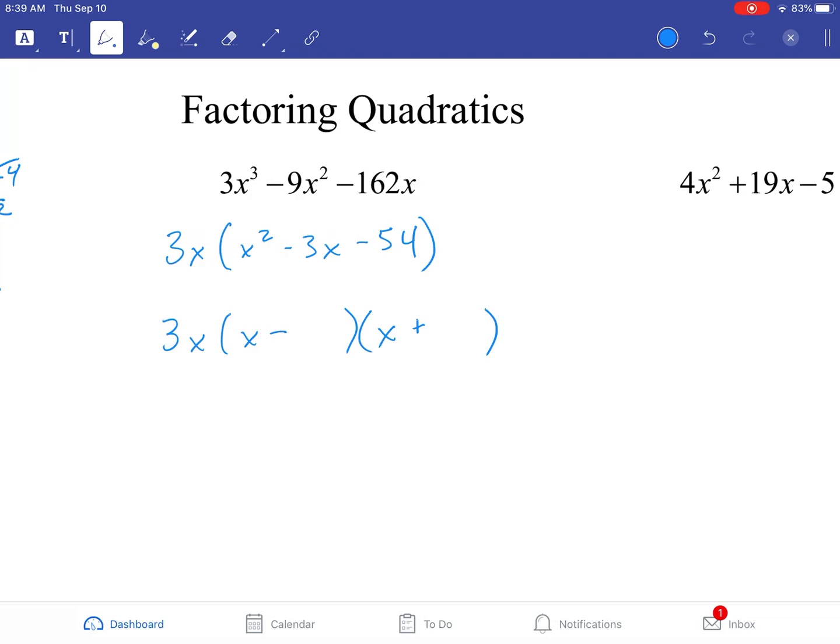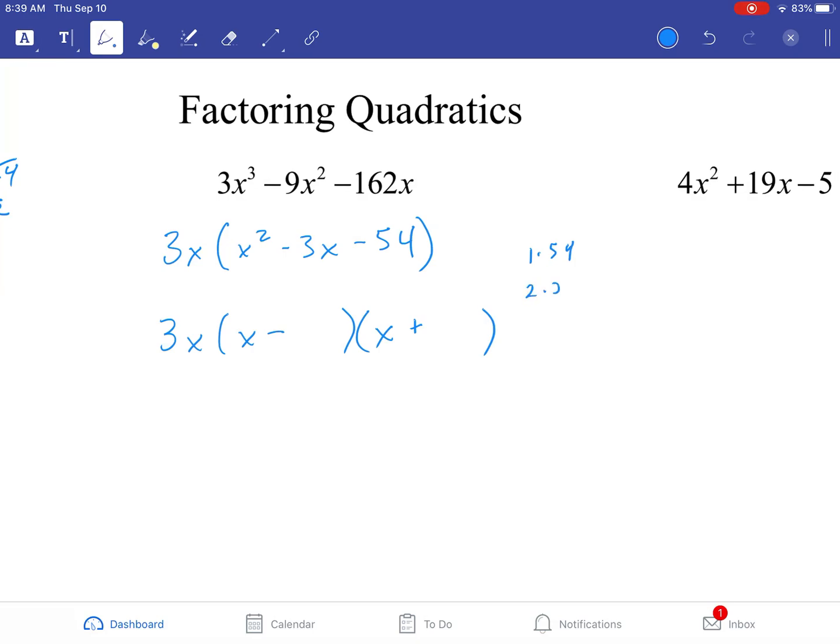Okay, so now I find the factors of 54. Well, the easy ones are 1 times 54. If you use your calculator, you'd find out that 2 times 27, 3 times 18, and then 6 times 9.